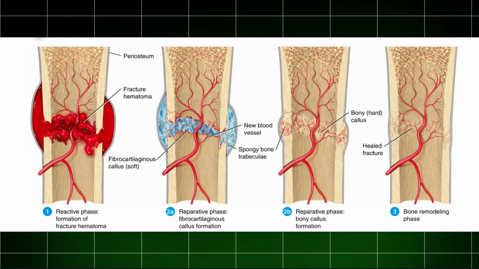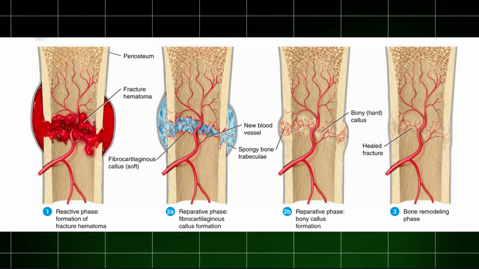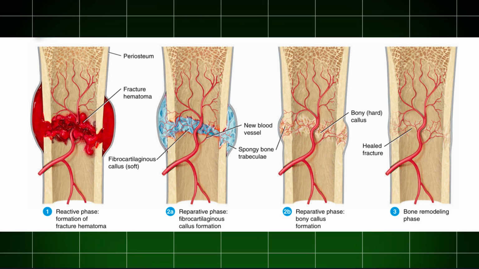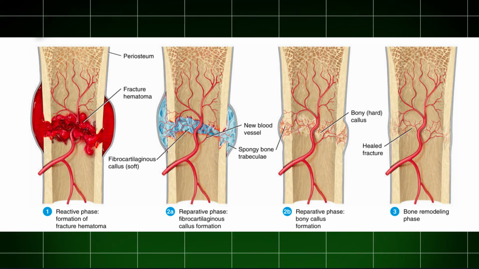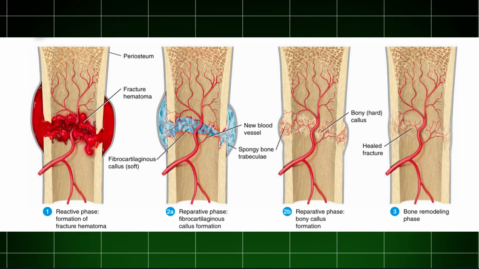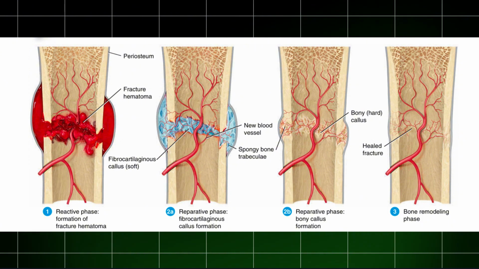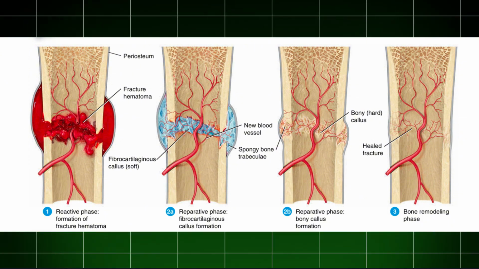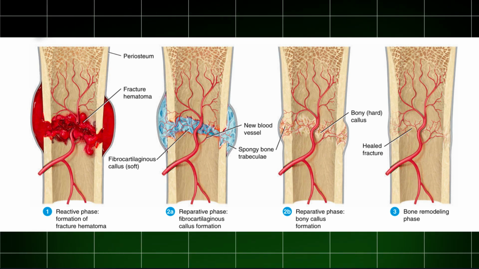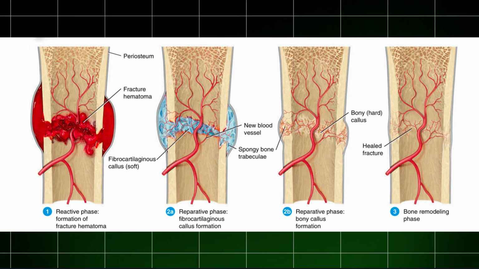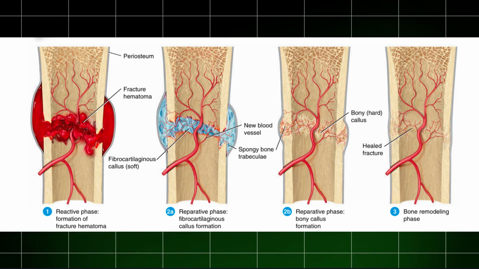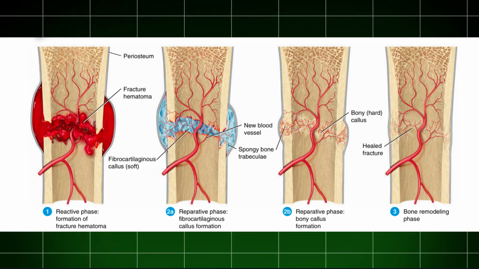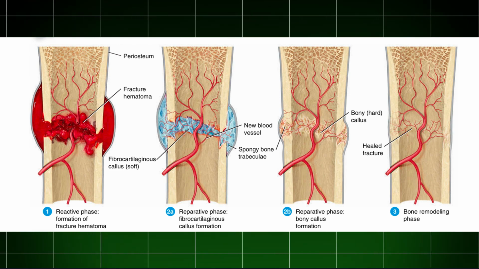In summary, our bones are incredibly resilient and have a well orchestrated repair process that kicks into action when we experience a fracture, from the initial inflammatory response to the formation of a soft callus and finally to the remodeling phase. Our bodies work tirelessly to heal and strengthen the broken bone. So, next time you hear about a bone fracture, you will know just how amazing and complex the healing process truly is.